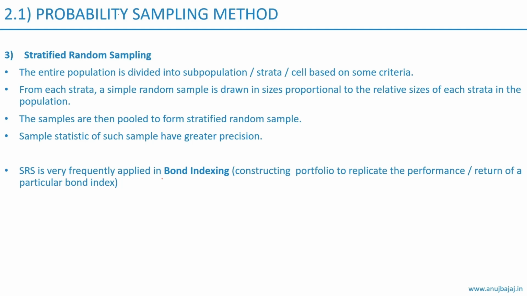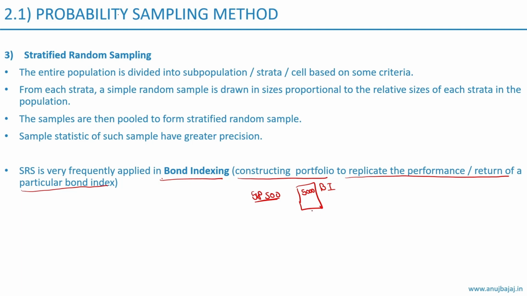The stratified random sampling technique is very frequently applied in bond indexing. Bond indexing refers to constructing a portfolio to replicate the performance of a particular bond index. For example, suppose we have a S&P 500 bond index. Just like we have stock indexes, we also have bond indexes. So suppose this index has 5,000 bonds in it.